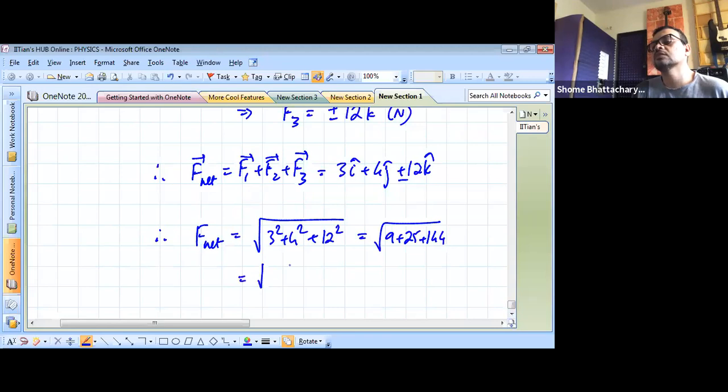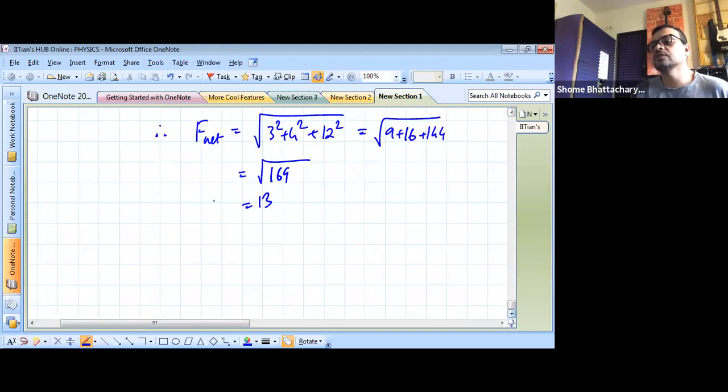So that is square root of 9 plus 16 plus 144, which is 169. So that is 13. Okay. So the magnitude of the net force becomes 13 newtons.